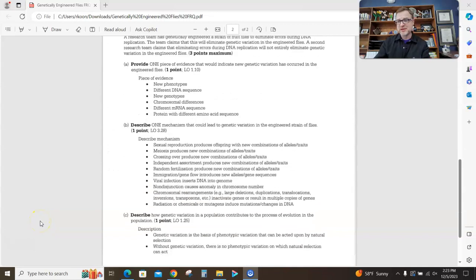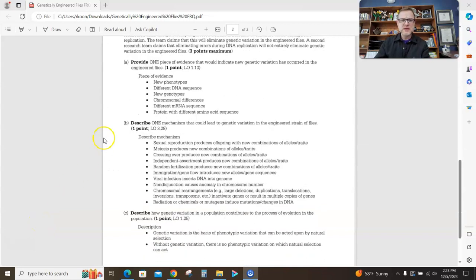If you look at what the rubric accepted, again, that's worth 1 point. Each of these is worth a single point. So this question's a 3-point question. So either new phenotypes, new DNA sequences, new genotypes, chromosomal differences, different mRNA sequences, a protein with different amino acid sequences, any of those are evidence that genetic variation has occurred. It's a pretty simple question.